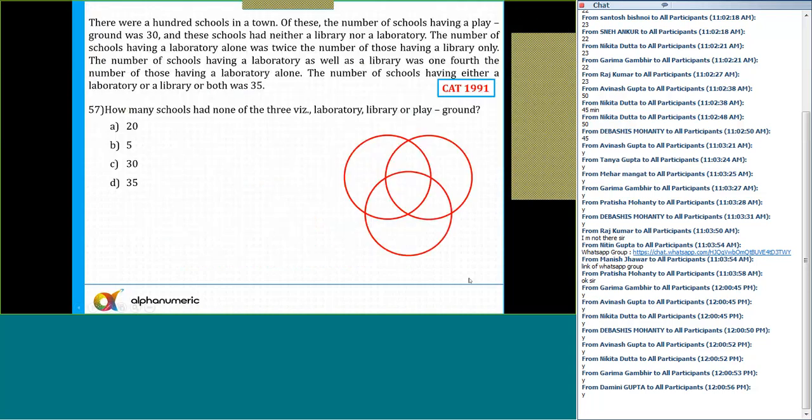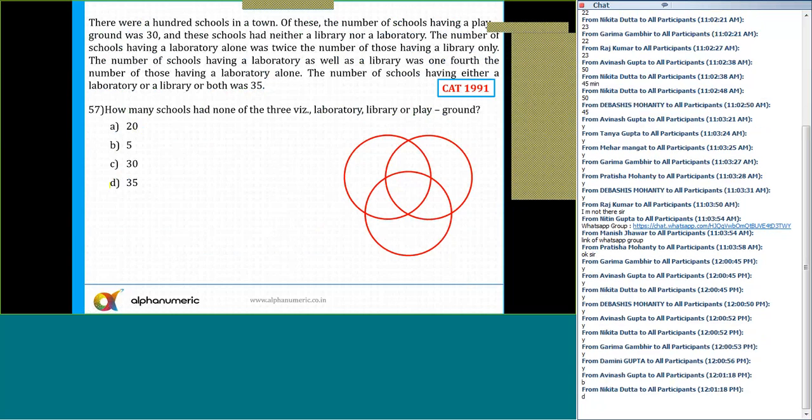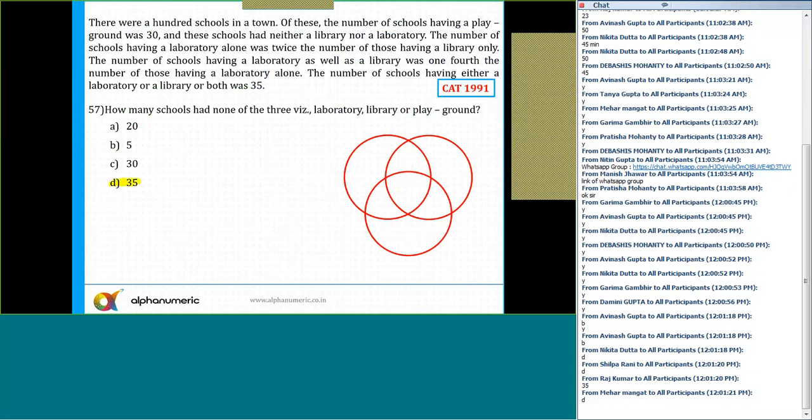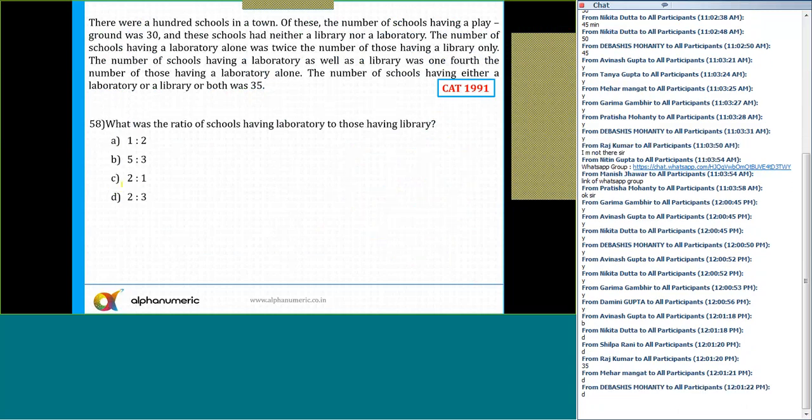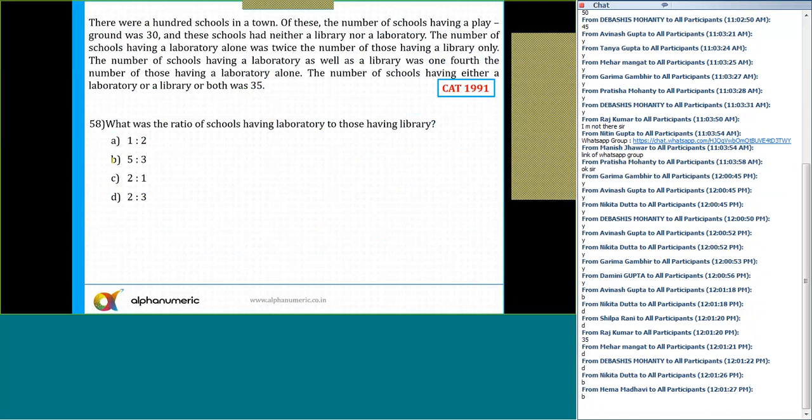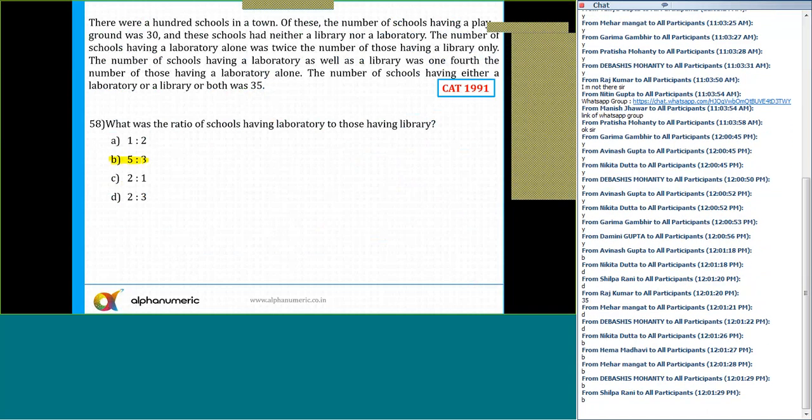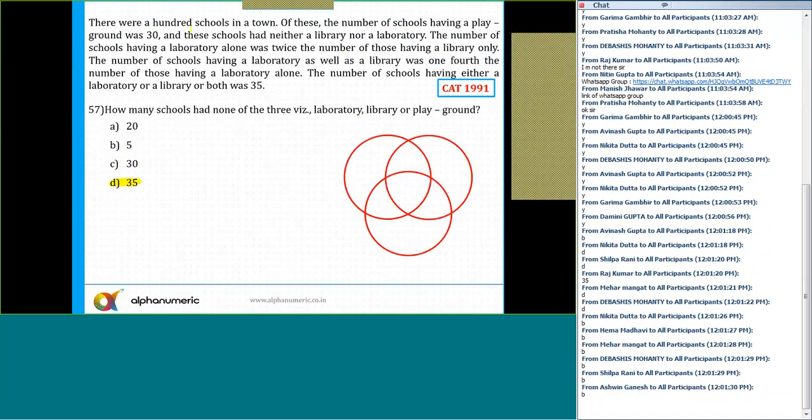First question. What is the answer for question number 57? That's right, it is option D, 35. And what about question number 58? Option B, 5:3. Let me explain it quickly and we can move forward. It says there were 100 schools in town. Of these, the number of schools having a playground, so there are three categories: playground, library, and laboratory. Let me write it down here. PG means playground, and then the lab and the library.